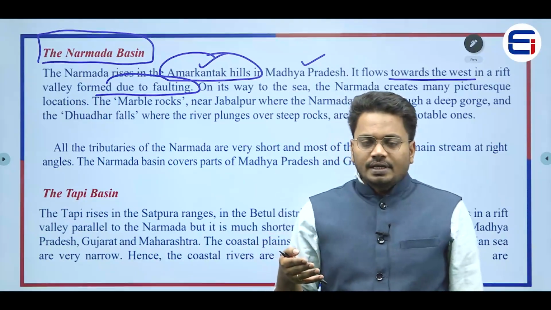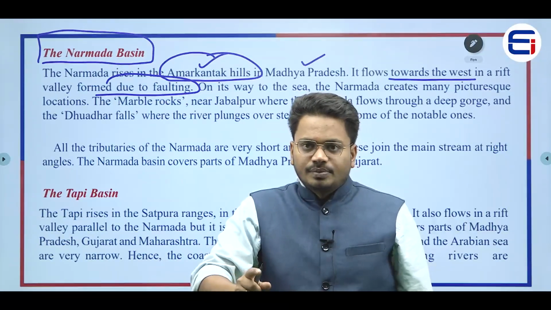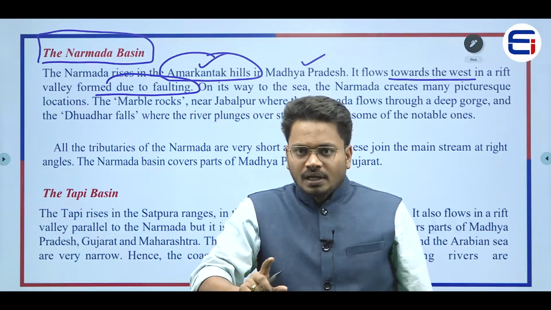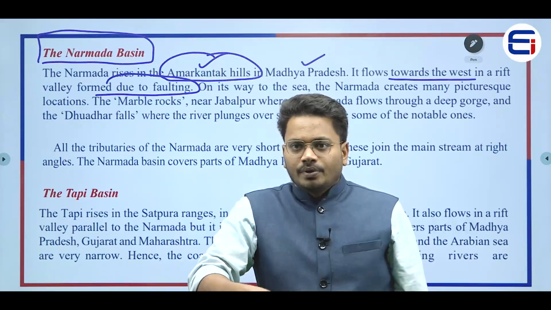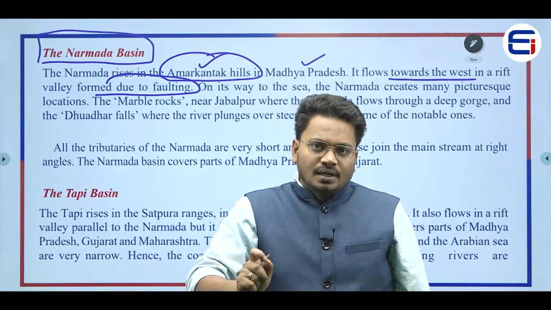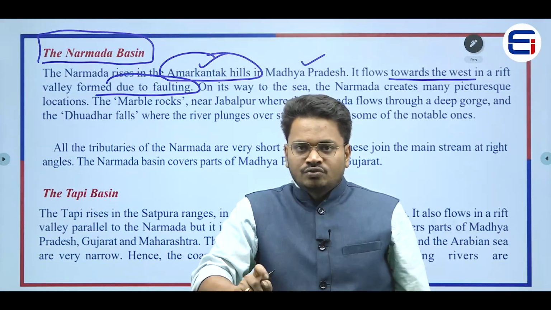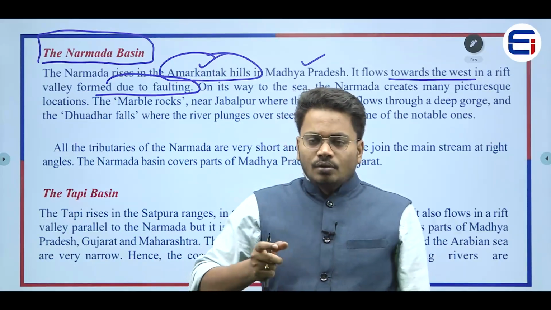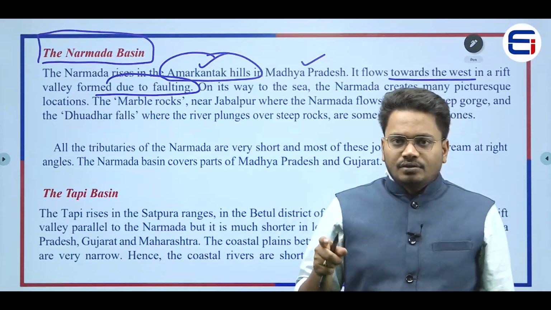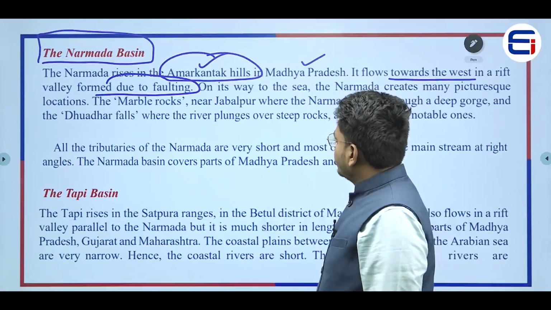Now, what is meant by faulting? Faulting is nothing but, suppose whenever there is a divergence between two plates, you can observe cracks happening at those boundaries, right. Over a period of time, the width of those cracks would increase. That particular thing we call a fault. Now, this rift valley through which the Narmada river flows is formed because of faulting.